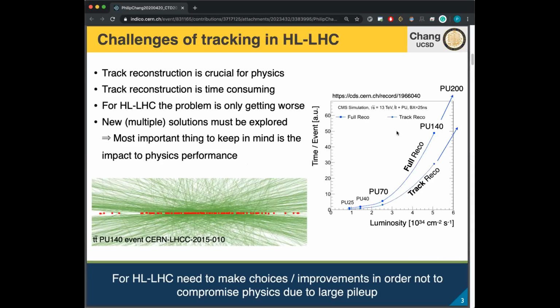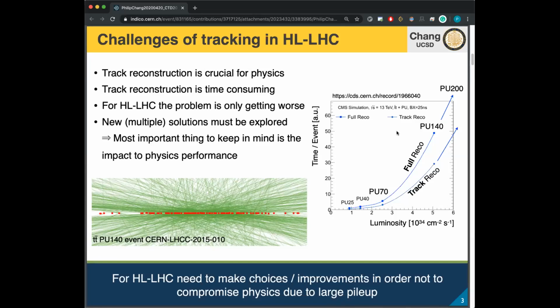So the challenges of the tracking at high luminosity, if I were to set the stage: track reconstruction for many of our experiments is very crucial for the physics output. But track reconstruction is generally time consuming, as you are probably all very aware. And for the high luminosity LHC, the problem is only getting worse. As you can see from the right-hand side of the plot, it shows the time that it takes for a full reconstruction of an event and the amount of time that it takes for the track reconstruction, shown side by side. You can see that the track reconstruction is generally dominant and is going up as things go to the high luminosity.